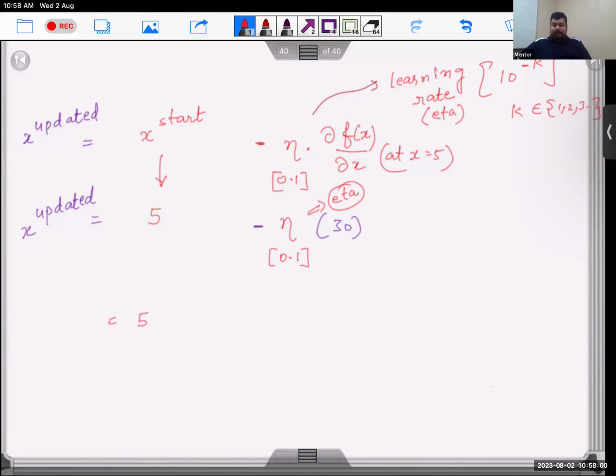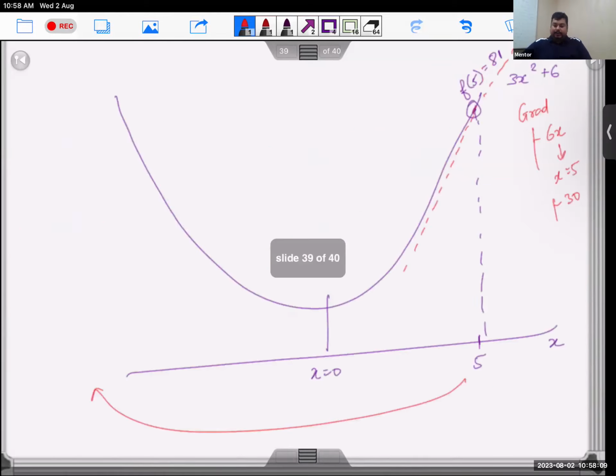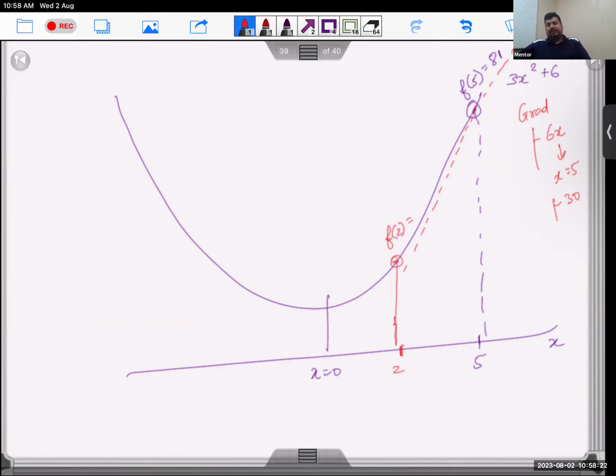So where do I move? 5 minus 0.1 into 30. So where do I move exactly? 2. Do you see that from 5 I actually move to 2? What is the function value at 2? Put x is equal to 2 in the equation. 3x squared plus 6. 18. Do you realize that I moved in the correct direction? I am reaching towards the minimum.